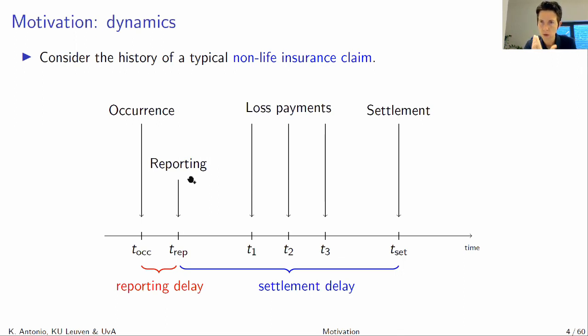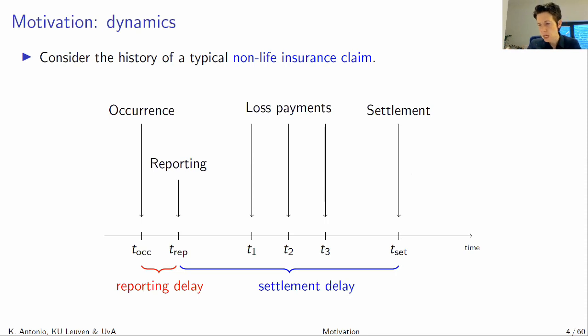Now, after the claim has been reported to the insurance company, and if the insurance company accepts to compensate for the financial loss that happens due to this event that occurred, then a few loss payments will follow. This can be a single payment, this can be multiple payments with a certain time in between. These are the payments that the insurance company makes to the policyholder to compensate for her loss. And this timeline goes on until the settlement of the claim. So the settlement or the closing of the claim, the loss has been covered, the claim can be closed in our books. And we call this delay between the reporting of the event and the settlement of the claim the settlement delay.